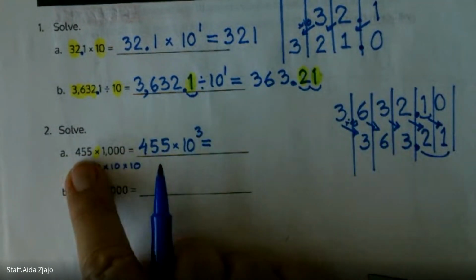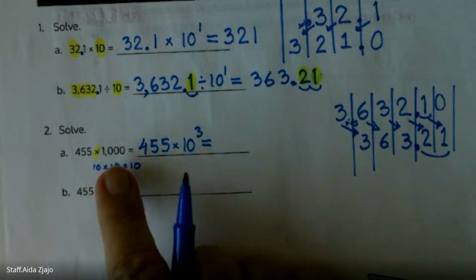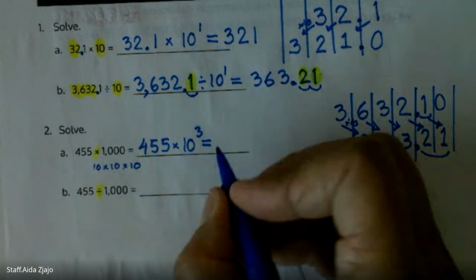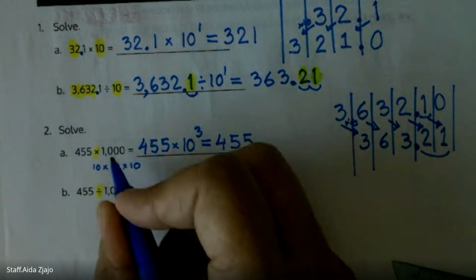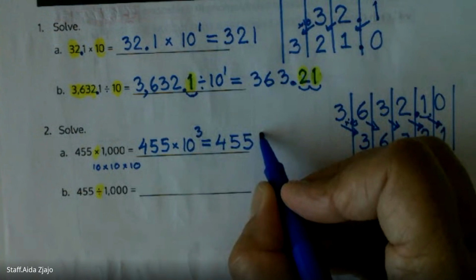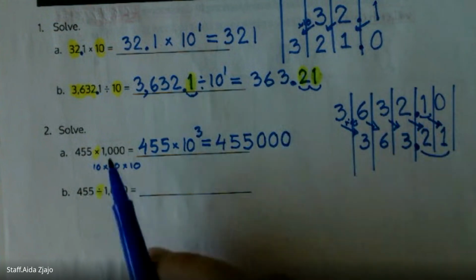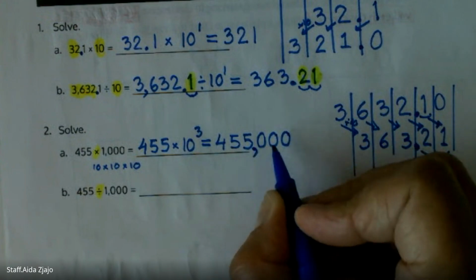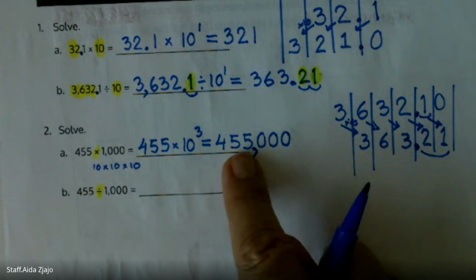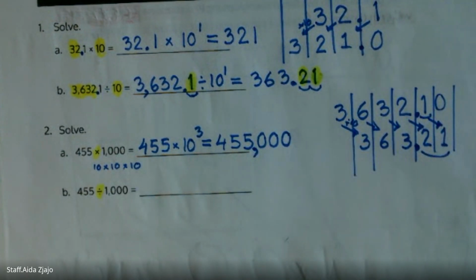So this number is going to get 1,000 times greater. It's the same number, and it's going to gain 3 zeros. 1, 2, 3. Those are ones, period, and this is 1,000, period. So 455,000 wholes.